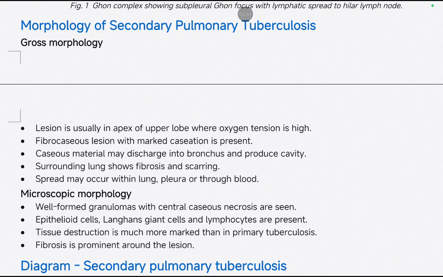Now, the cheese-like material may discharge into the bronchus and produce a cavity. Also, the surrounding lung shows fibrosis and scarring. Secondary pulmonary tuberculosis may spread within the lung, pleura, or through blood. Because of the excess caseous material, wherever it goes, it will cause infection. If it goes through the lung to the other lung, it will cause infection there. If it discharges into the pleura, there will be infection, and if it enters the blood, the infection will spread to all the essential organs.